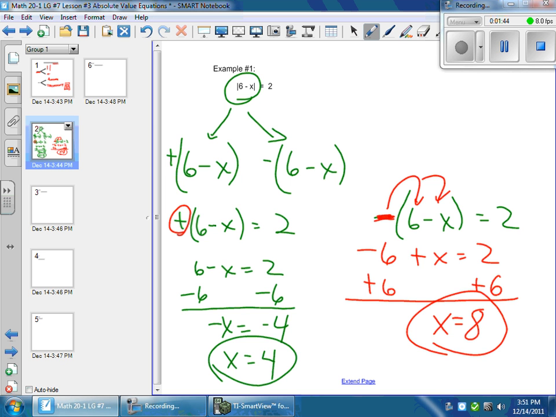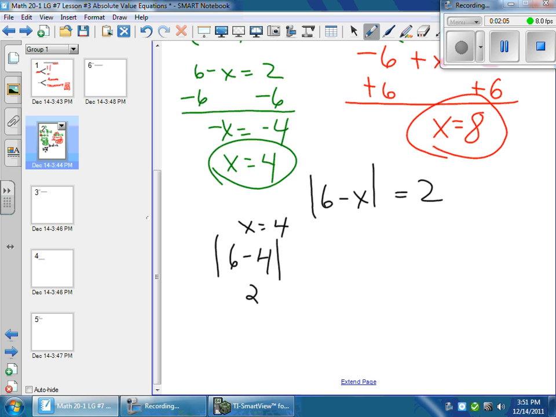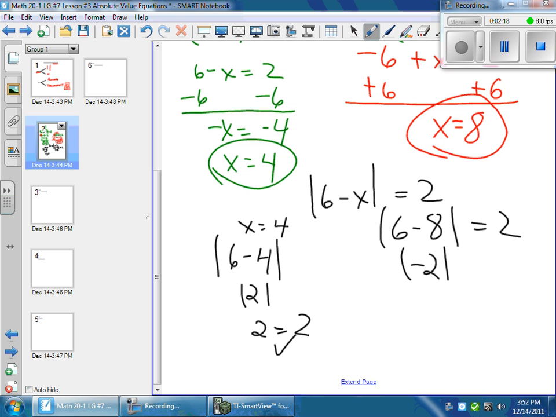Well, guess what? You should go out and verify this to make sure that they work and see if they satisfy the original condition. Now, remember the original condition was the absolute value of 6 minus x equals 2. Excellent. Okay, let's try x equals 4 and see if it works. 6 minus 4, absolute value. 6 minus 4 is 2. Absolute value of 2 is 2. And that works. Now try the 8. 6 minus 8, absolute value, has to equal 2. That's going to give you negative 2. Absolute value of negative 2, of course, is 2. 2 equals 2. Great, it works.